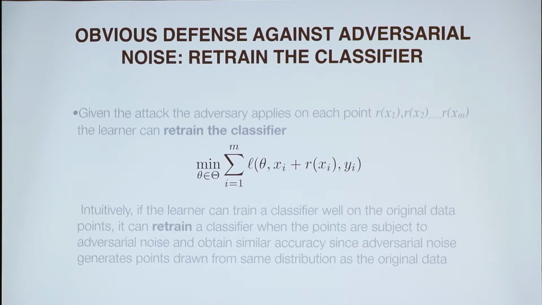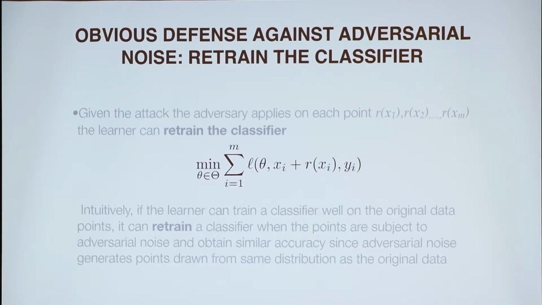So one obvious defense is basically you retrain your classifier given the noise. If we think of the adversarial noise as a function R, it takes a data point xi and maps it to the perturbed point, which gets the original classifier to create a misclassification. So what one can do is apply that transformation on all the data points, and then retrain the classifier with that noise. That assumes that you know the function R.